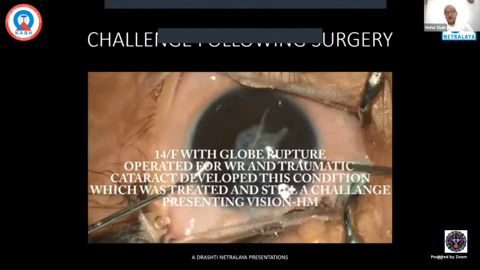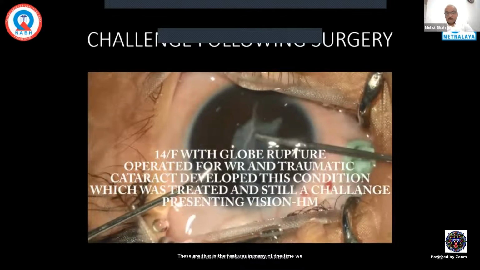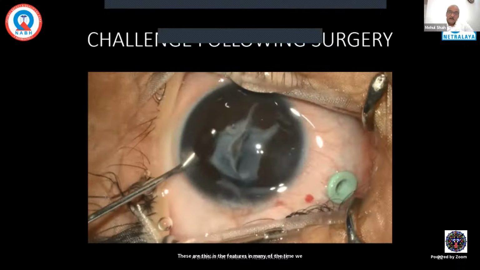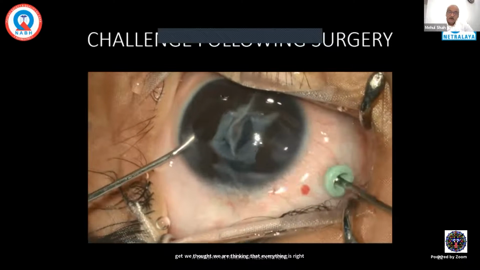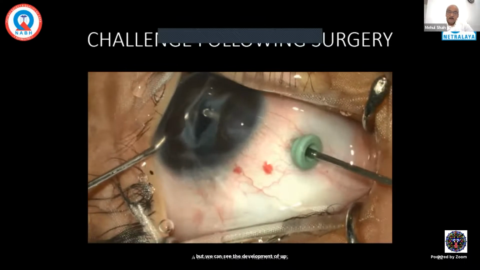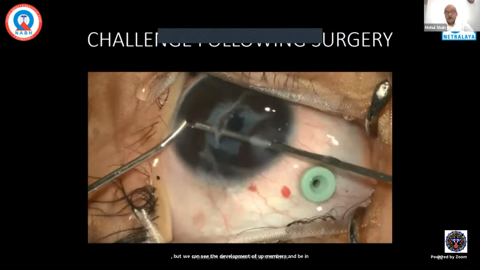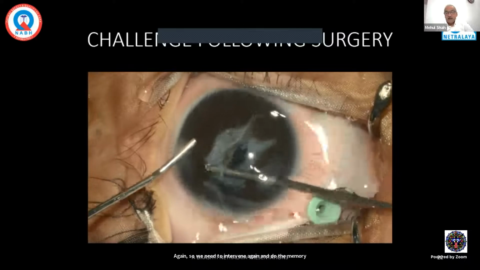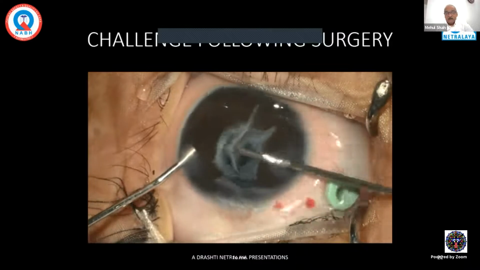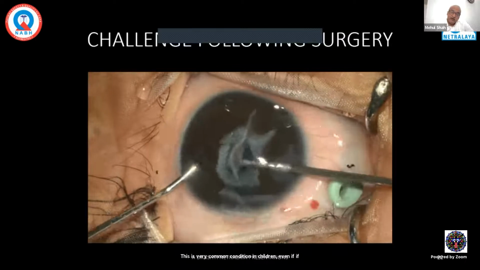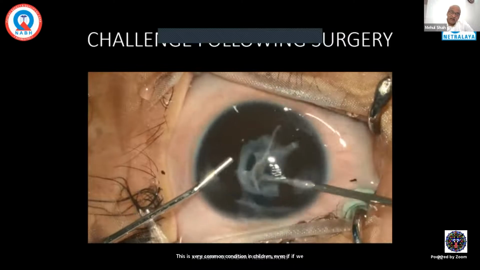This is the situation many times we get. We think that everything is right, but we can see the development of a tough membrane behind the lens again. So we need to intervene again and do the membranectomy. This is a very common condition in children. Even if we have performed the primary capsulotomy, this can still happen.